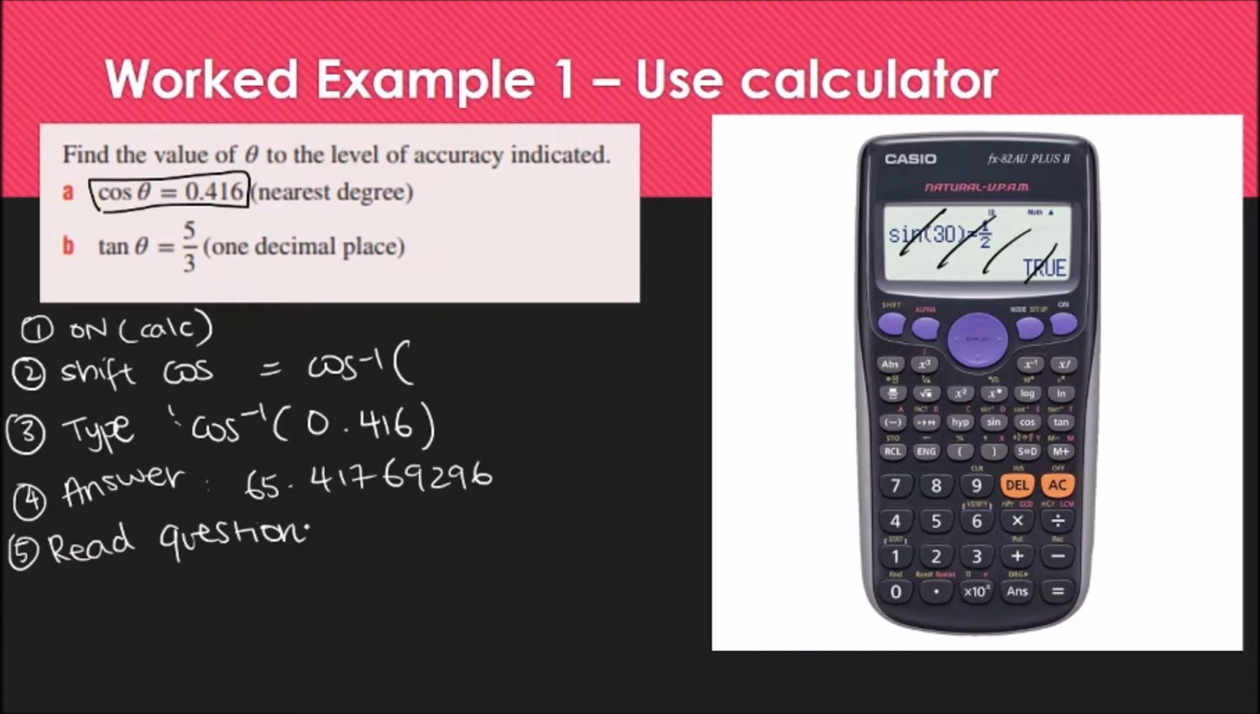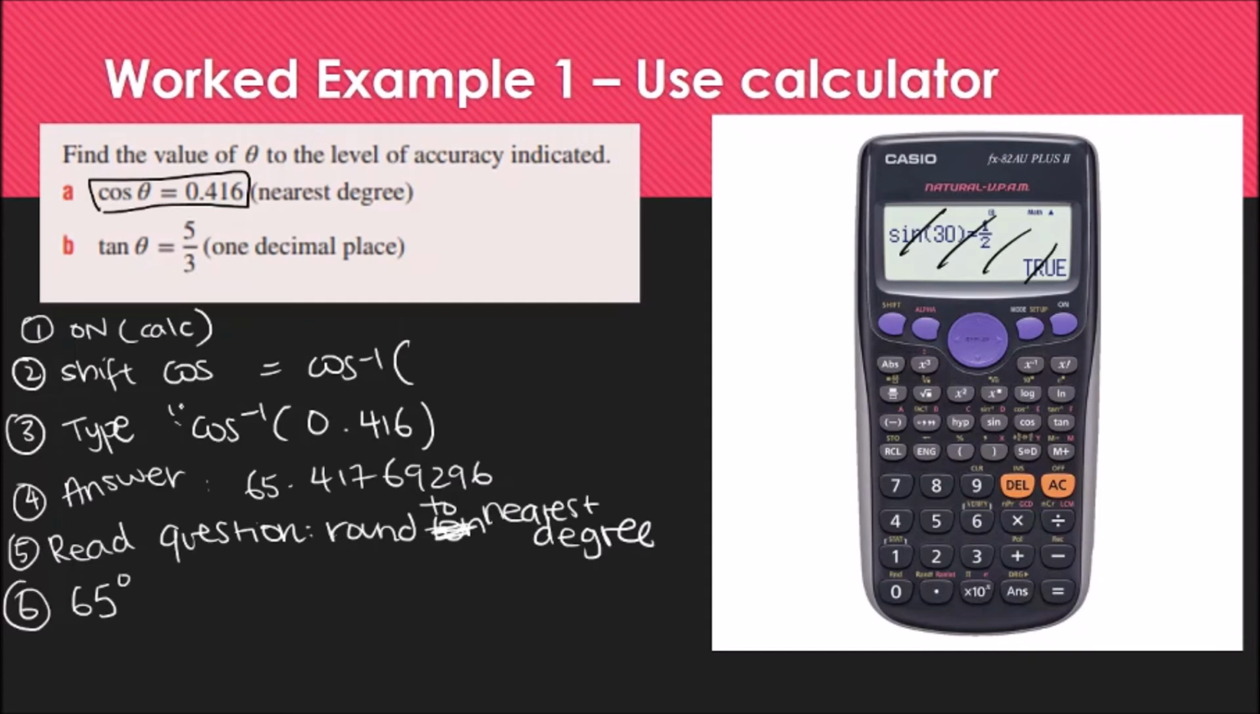All right, and then you need to round it to the nearest degree. That's what it says. So with this answer here in 4, the nearest degree would be 65. Okay, so you just put 65 degrees.